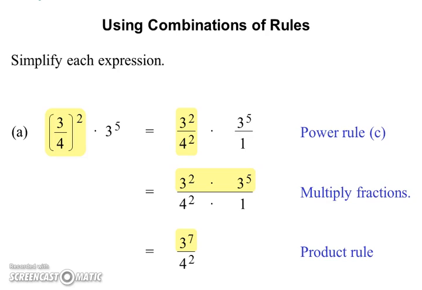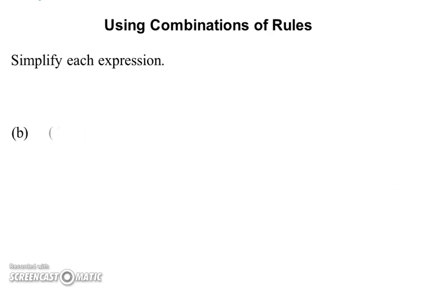Okay, now let's look at another example. This one involves using the combination of rules to simplify a more complicated expression. We have 7m squared n, and it's all raised to the third power. And then we have 7m squared n raised to the fifth power. Now, while this problem may look complicated, it's very simple.